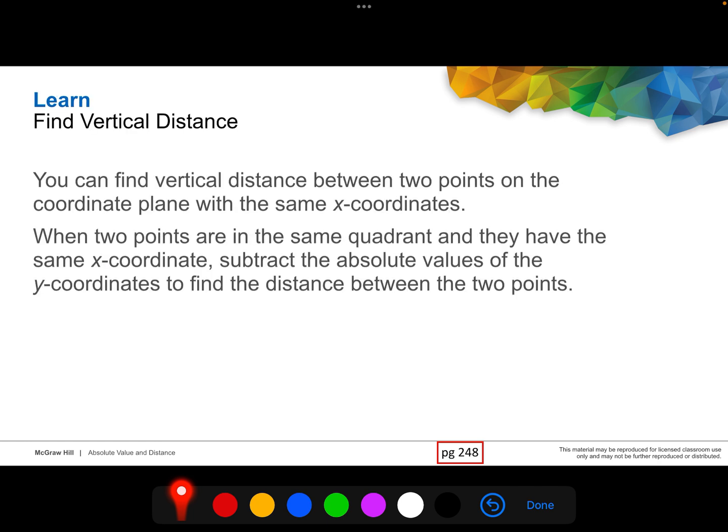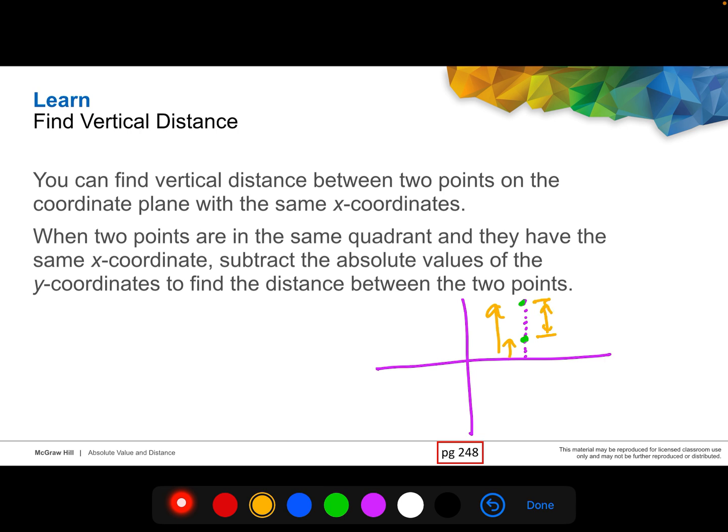Alright, now just like we found horizontal distance, we can find the vertical distance between 2 points on the coordinate plane which have the same x coordinates. So if I have 2 points that are here, as long as the two have the same x coordinates, I can find the distance just the same way. I look at the y coordinate, in this case, the distance between the two y coordinates.